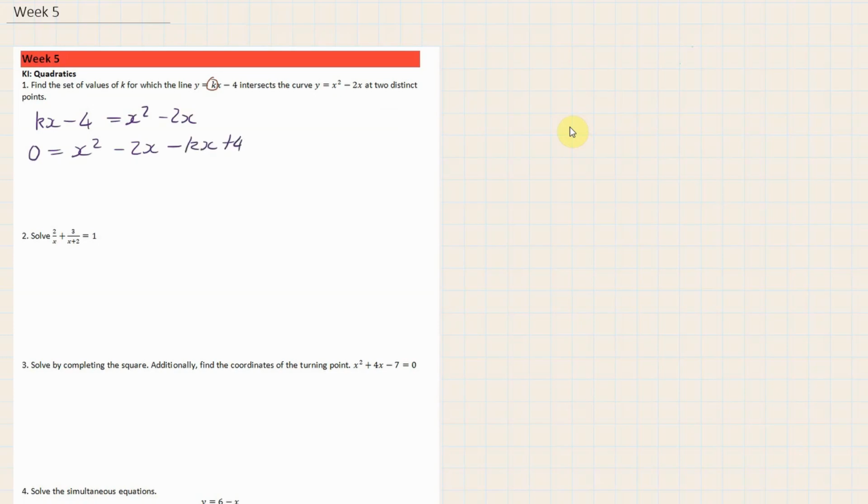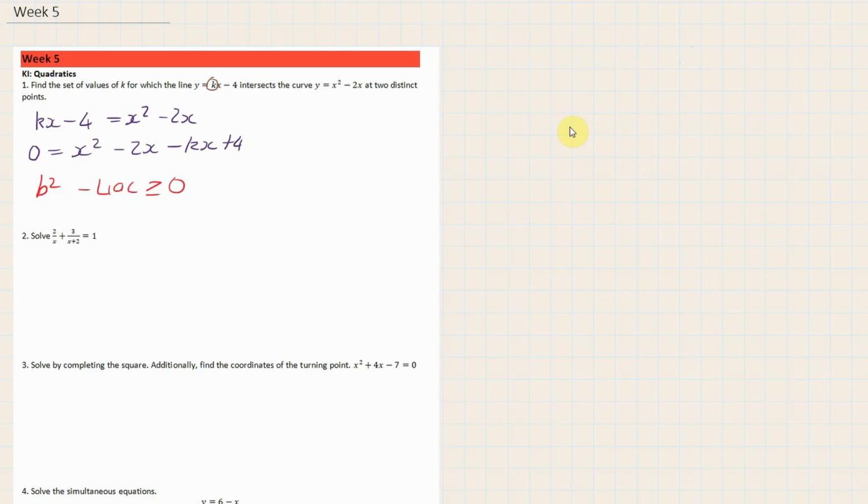Now, I want my discriminant in this case, which is b squared minus 4ac, to be greater than, that's horrific, isn't it? Let's get rid of that. Oh dear. Learn to use this, Mr. K. Okay. Greater than 0 to have two meeting points.